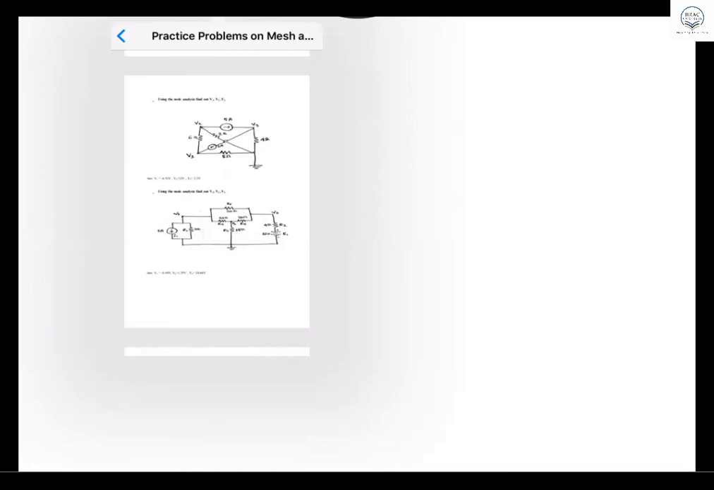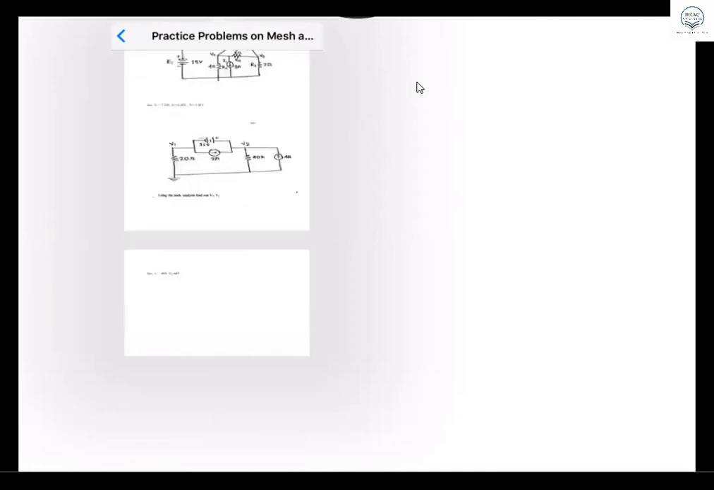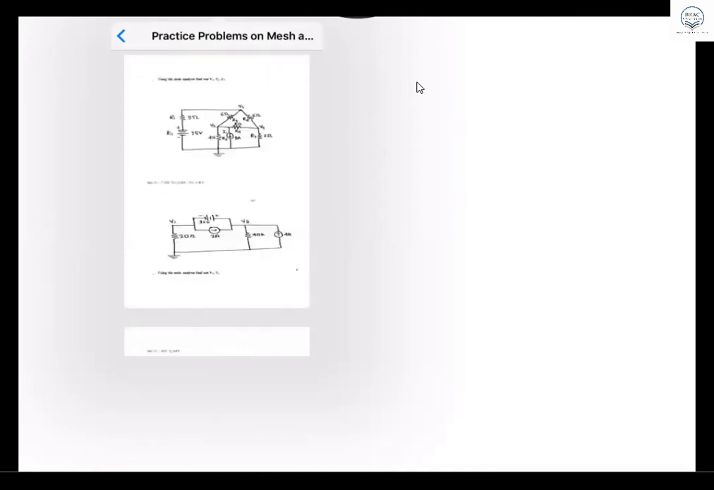Now let's come back to the point. Those who are here, you can just look at it. These are the questions. All the things are given along with the answer. So please check all the questions by yourself and see whether you can find the solution or not.